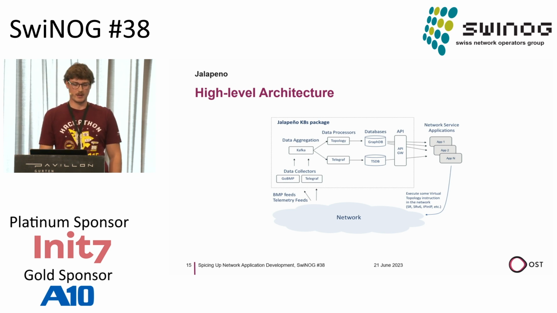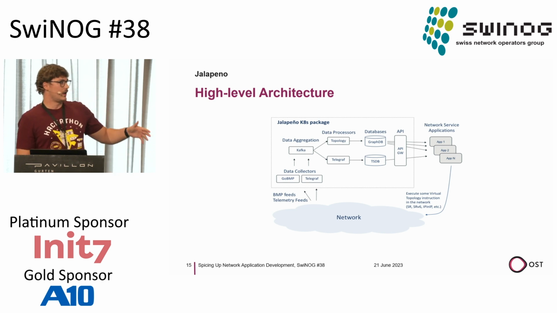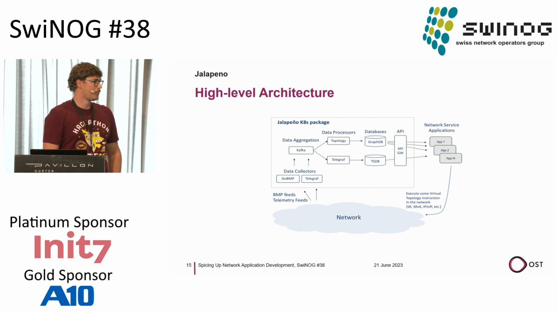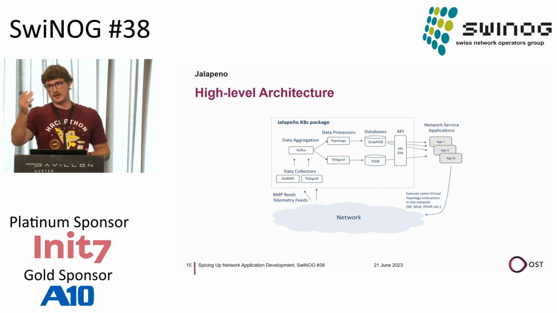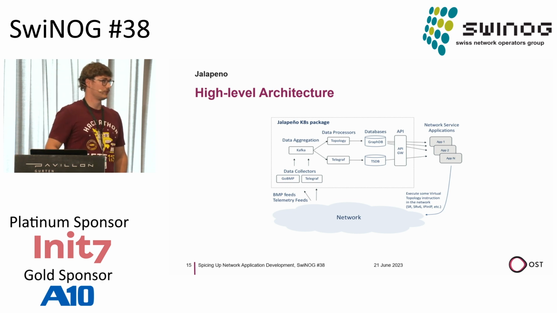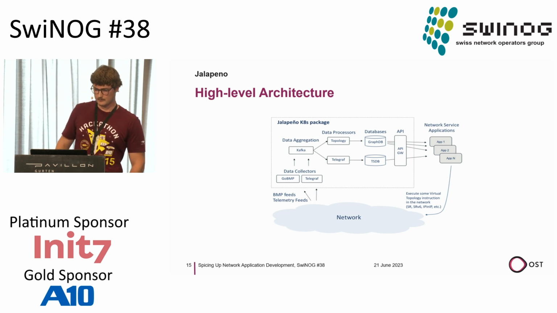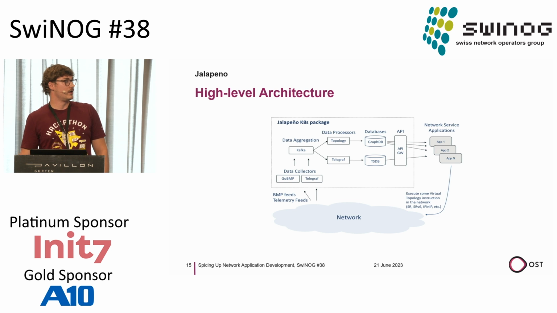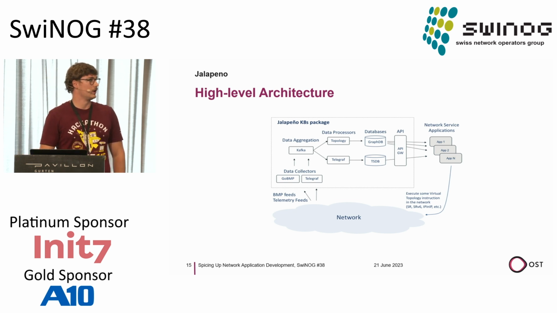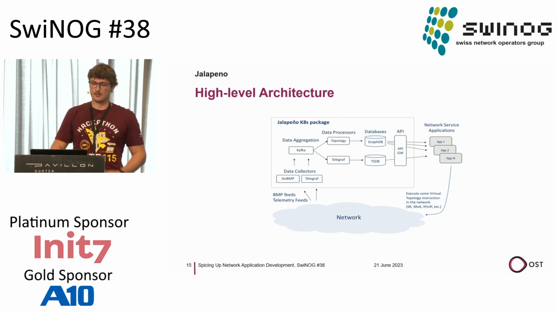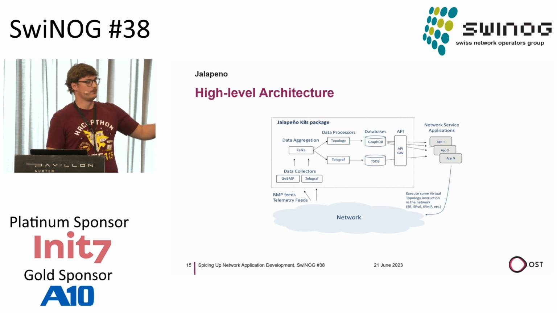So let's talk about the high-level architecture. Again, we have our network. The network feeds the collectors with so-called BMP feeds or telemetry data. Then we have the collectors. They send it to the aggregators, where the processors can grab the data, process it, and save it in a database. Then we also have an API gateway, which I will talk about in a few minutes, so that the applications can get the data from the databases easily and then send instructions back to the network.